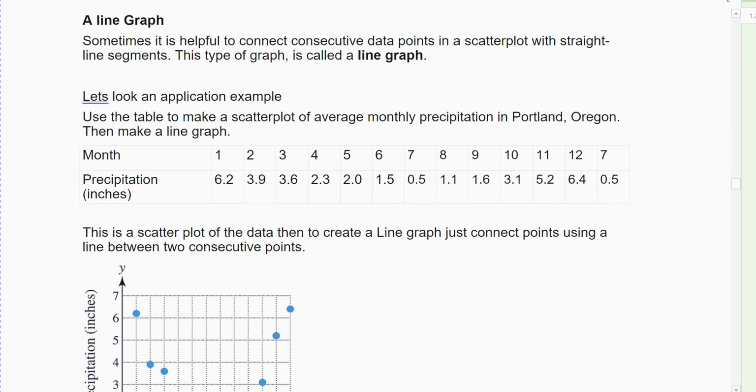Okay, so in the last video, we graphed points. We graphed scatter plots, right? We graphed a set of data. We had a table of information. We had x values and y values in our table, and we graphed them.